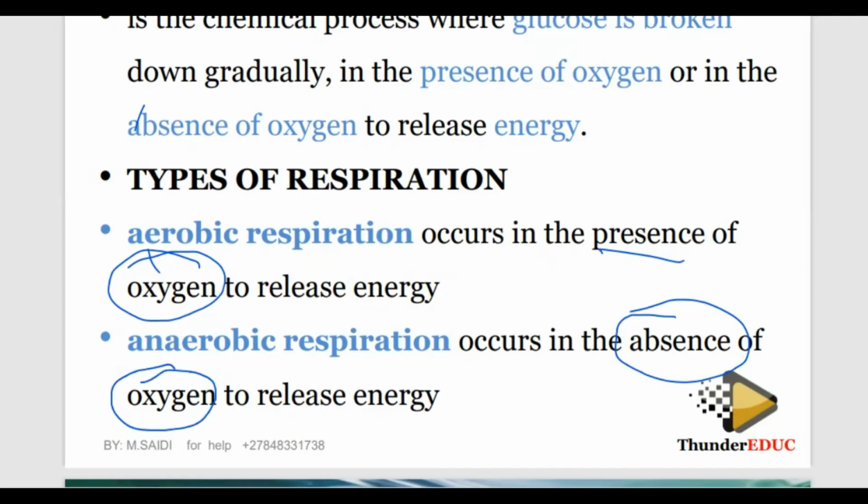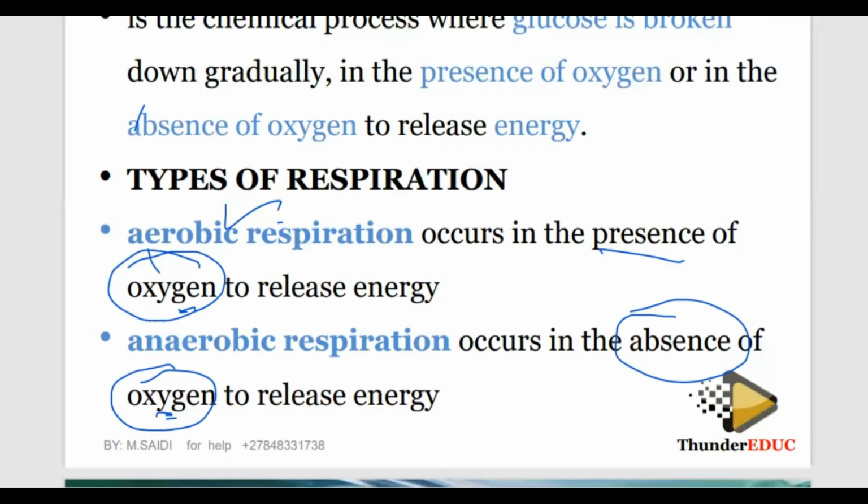So why is one of these types of respiration occurring in the presence of oxygen and the other in the absence of oxygen? The two processes can occur in one cell, but they have advantages and disadvantages. There is a time when oxygen is abundant. Therefore, we will undergo aerobic respiration. And there is a time when oxygen is not there, but you require energy. So what does it mean? Does it mean that the processes are supposed to stop? No. Now the cell will change from aerobic respiration and undergo anaerobic respiration.